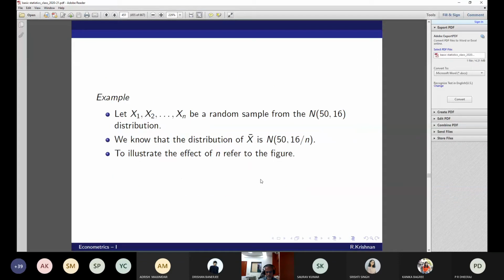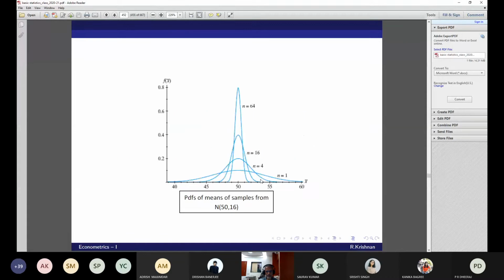For now, the property is illustrated in the next example. Let x1, x2, ..., xn be a random sample from the N(50, 16) distribution. We know that the distribution of x bar is N(50, 16/n). To illustrate the effect of n, refer to the next figure.